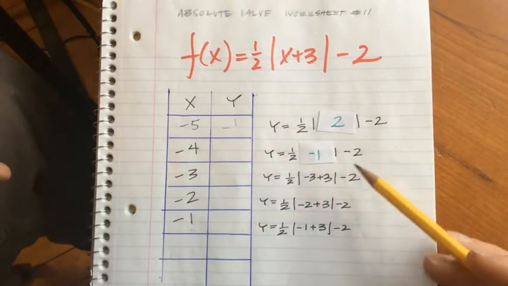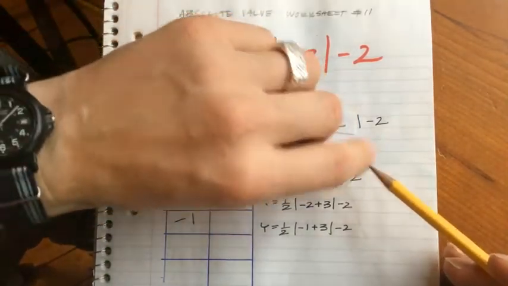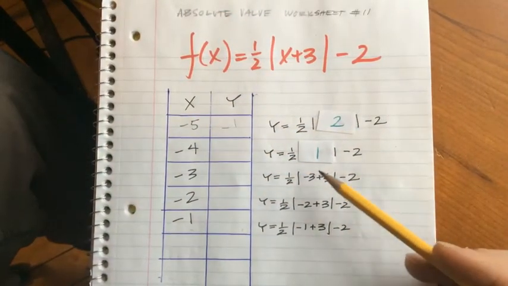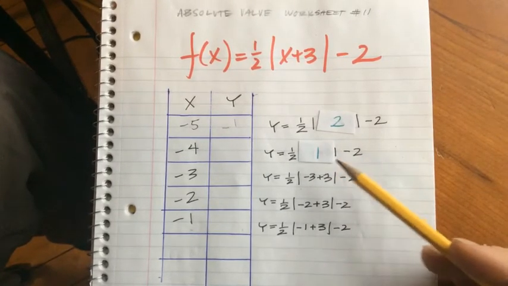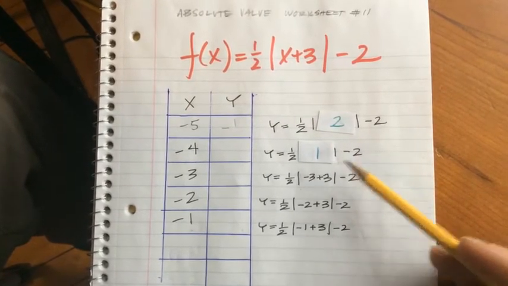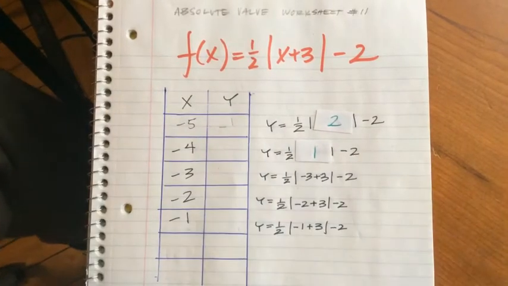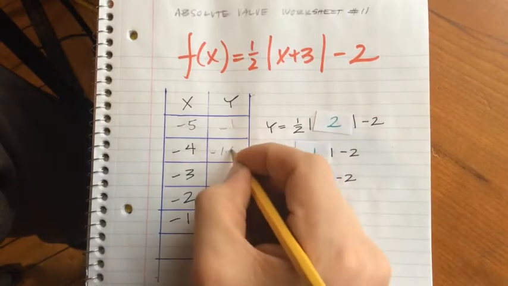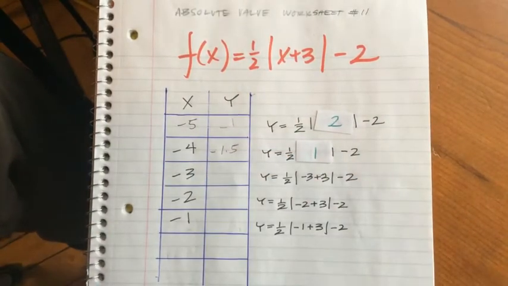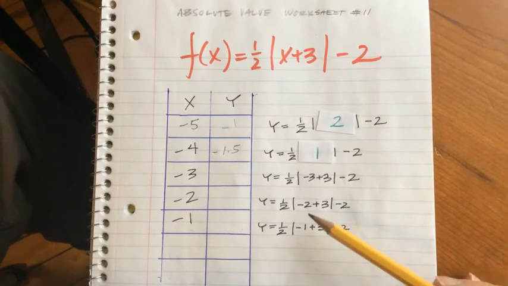The next one, -4 plus 3, that's -1. The absolute value of -1, though, of course, is 1. Half of 1 is 0.5. 1/2 multiplied by 1. Minus 2. 0.5 minus 2 is -1.5. All right, next one's a little easier.